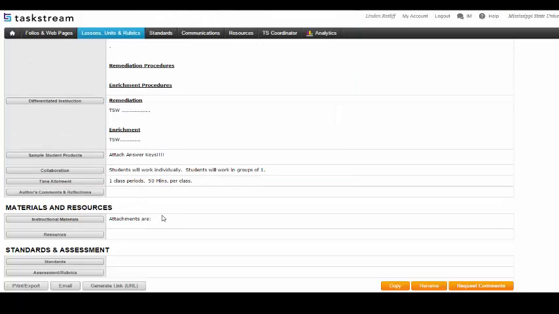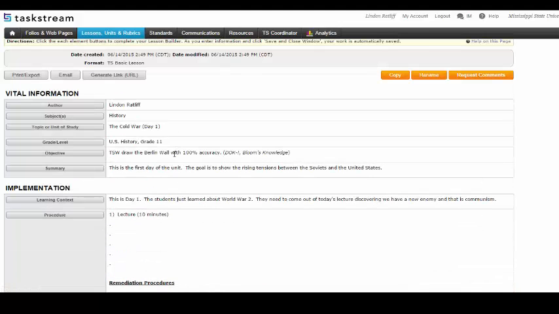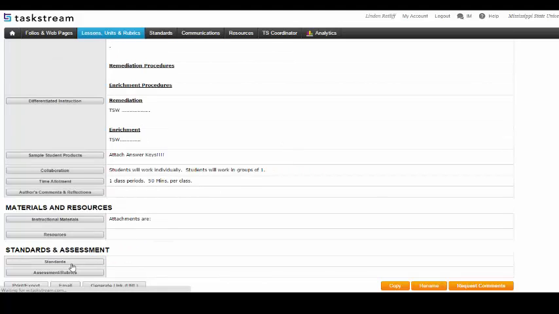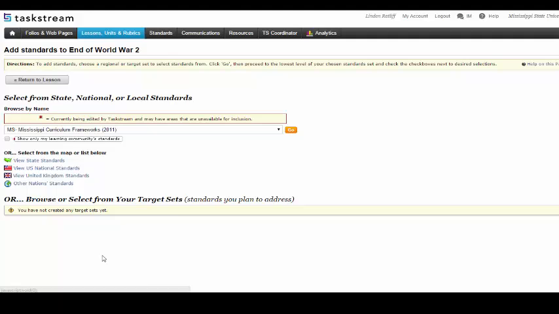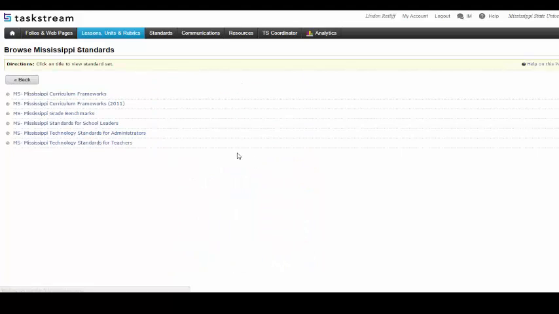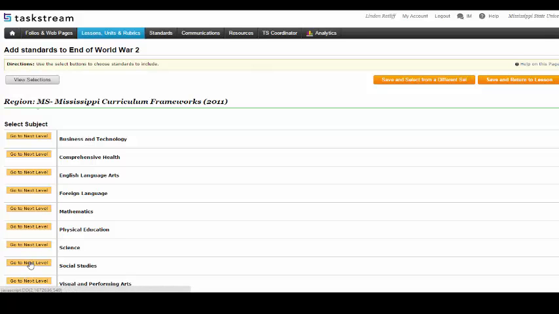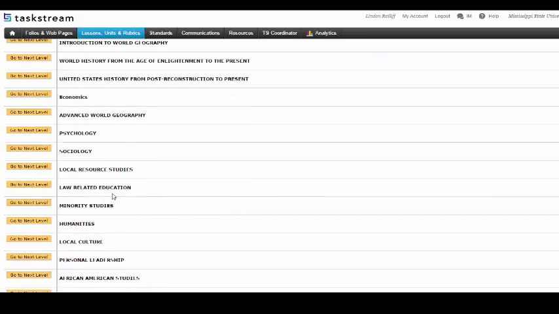That's up to you. Now, here is what's really also kind of awesome about the whole TaskStream component: you now can click here that says standards. And remember, you have the Mississippi State Framework. Up here, we did not put our Mississippi State Framework on our DOK, which you don't have to. But if you click on standards, check this out. View state standards, Mississippi Curriculum Framework 2011. I find my social studies. I scroll down.